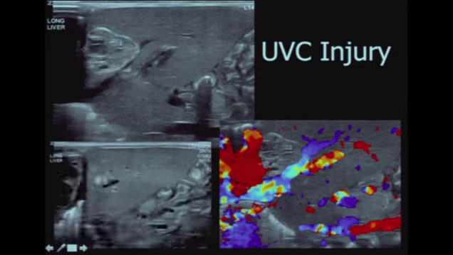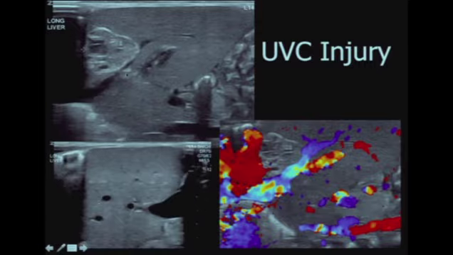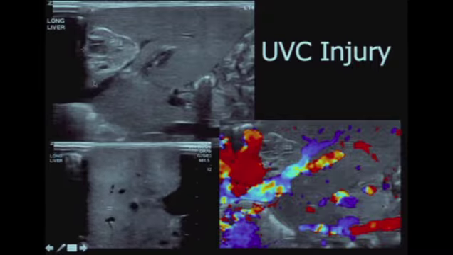This can be somewhat concerning if you're not familiar with it. People can be worried that these are masses. In fact, these will go away on their own. They seldom need any treatment. They can calcify, but again, these are very typical along the course of the ductus venosus, where you would expect the umbilical vein catheter to go.